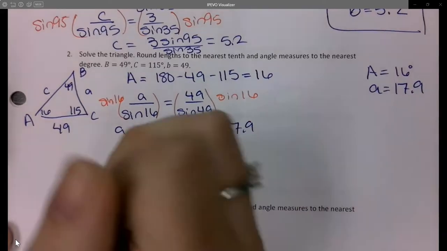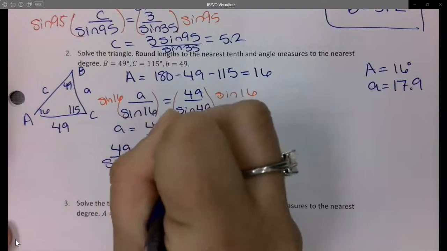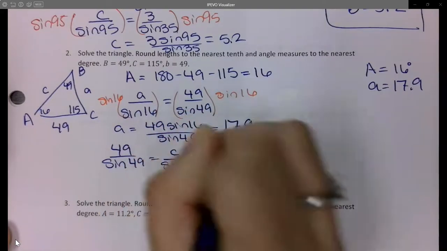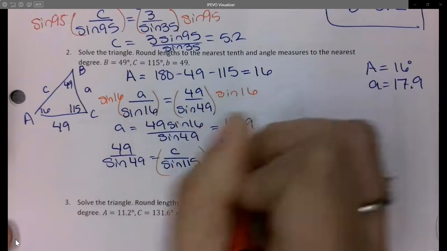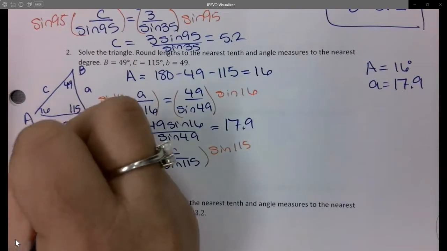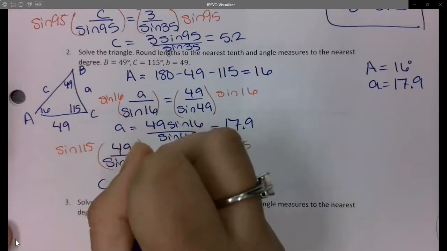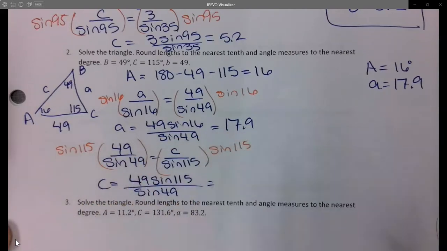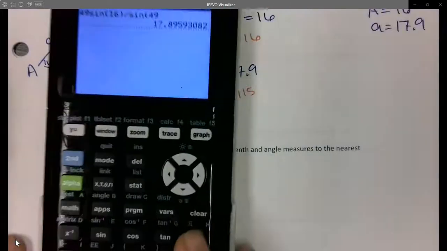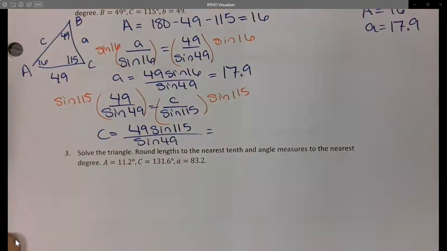Then I want to go ahead and do the same thing for C. So I'm going to have 49 over sine 49 equals C over sine 115. I want to get the C alone, so I'm going to multiply both sides by sine 115. If I go ahead and rewrite this, I'm going to get C equals 49 times sine 115 over sine of 49. Then I want to go ahead and type this into the calculator. Which gets me 58.8.